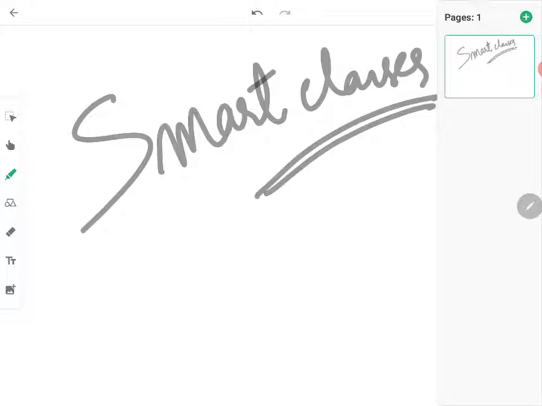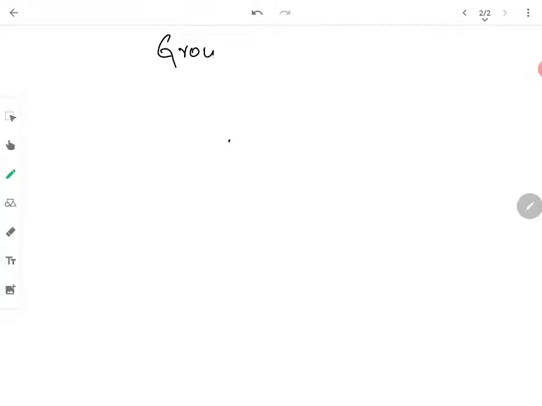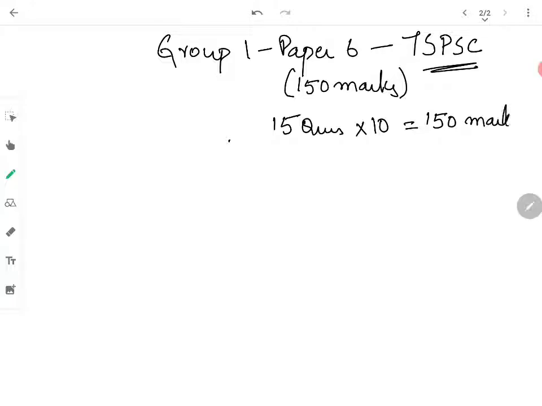In this lecture, we will learn how to approach paper 6 of group 1 and paper 4 of group 2. So, here is group 1 paper 6, Telangana State Public Service Commission. Paper 6 has 150 marks. There are a total of 15 questions and each question has 10 marks, that is 150 marks.